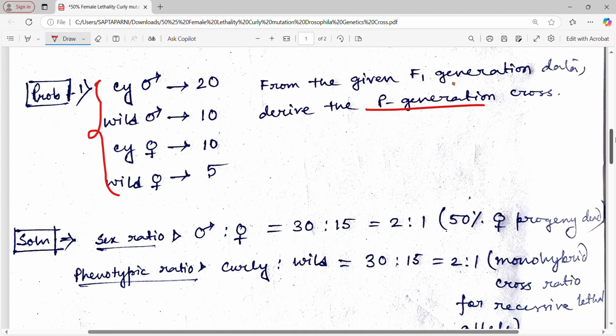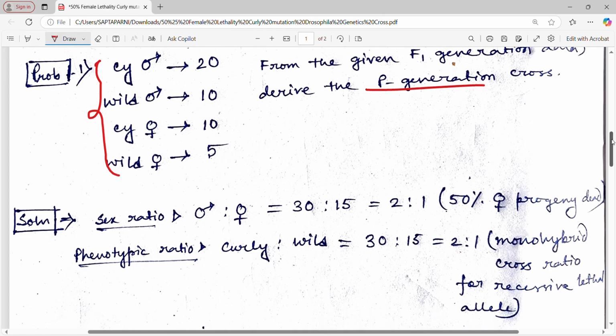So first of all, we have to derive the sex ratio. The sex ratio is male to female equal to how many males are there? 20 plus 10, 30 males are there, and how many females? 10 plus 5, 15 females. So it is 2:1. So male to female ratio is equal to 2:1. That means 50% female progeny are dead here. So we have to take a lethal allele L to kill the females here.